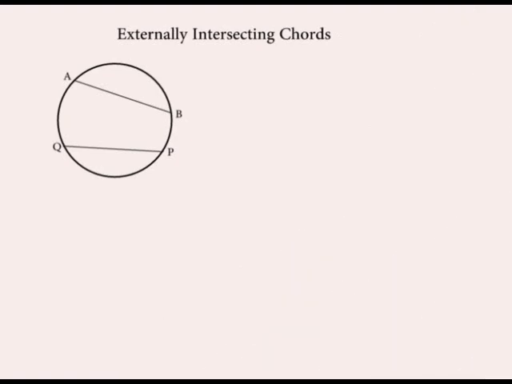Externally intersecting chords. In this circle, AB and PQ are chords. If we extend both chords, they intersect outside the circle at S. These are called externally intersecting chords. It can be shown that BS times AS is equal to QS times PS. Notice the relationship is not similar to the one for internally intersecting chords.